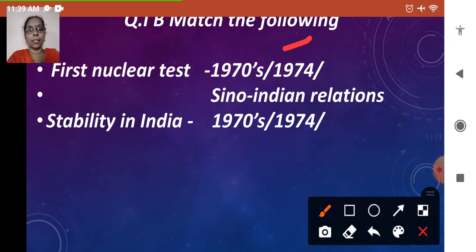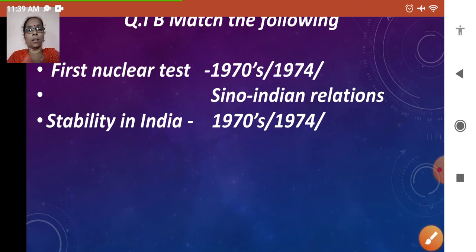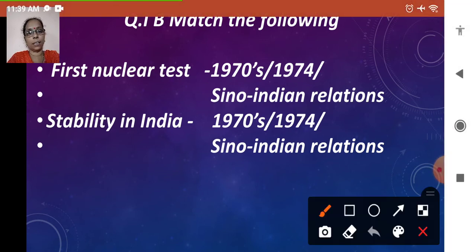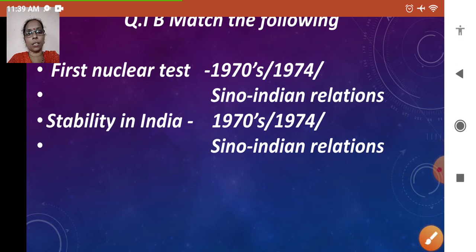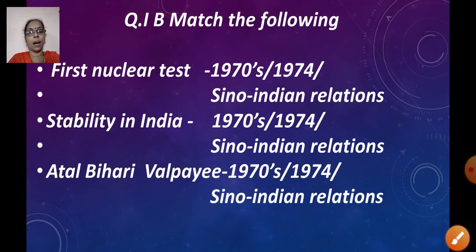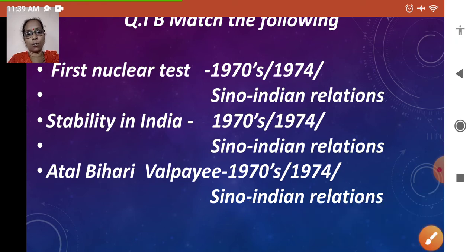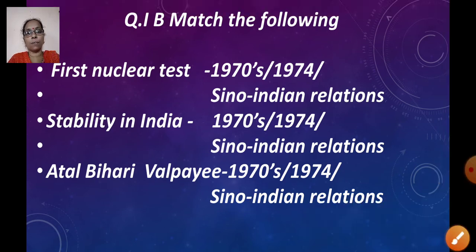Second, stability in India. So what will be the answer for that? Yes, 1970s. Sino-Indian relations. What is the answer? Yes, the answer is 1970s. So you will click on the correct option. Next one, Atal Bihari Vajpayee, contribution in improving the Sino-Indian relations. This is the answer. So in this way you are going to do the match the following.